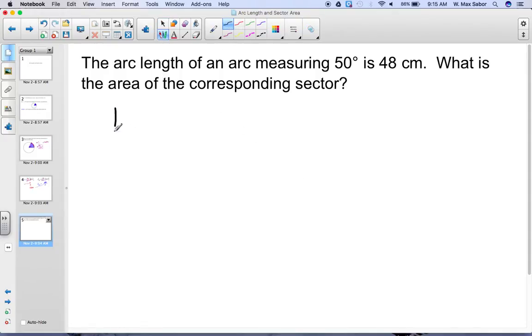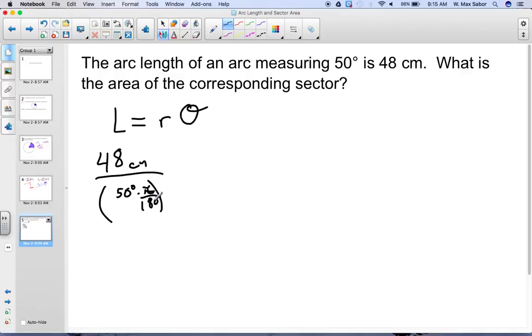Well, we have the arc length is the radius times our angle in radians. So 48 centimeters divided by 50 degrees. Well, 50 degrees is 50 degrees times pi over 180, because that's how we convert from degrees to radians, equals the radius. So we can use this expression as the radius.